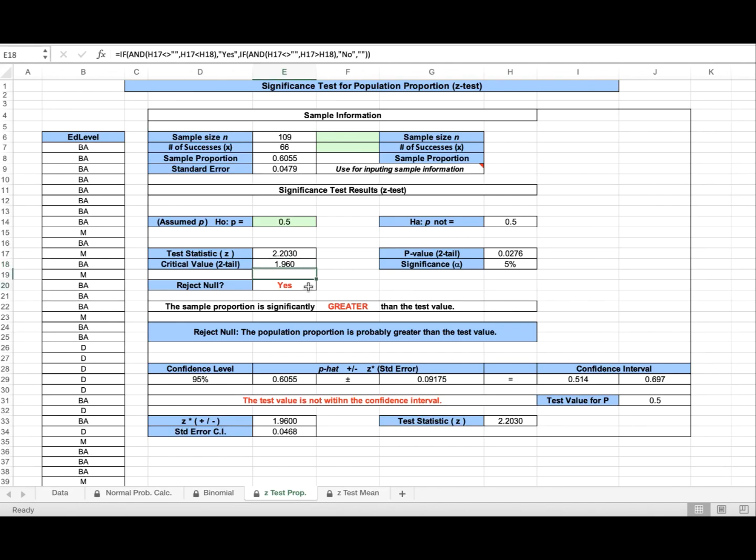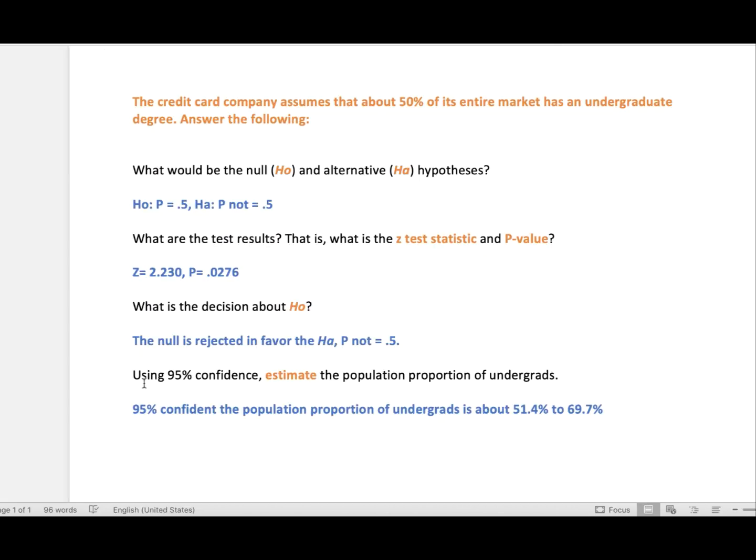Our spreadsheet will tell us should the null be rejected or not, but we could easily make that decision ourselves by comparing the test stat to that required 1.96, or our two-tailed p-value to our level of significance alpha of 5%.